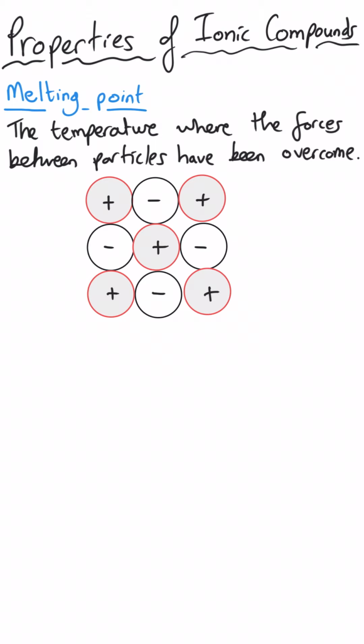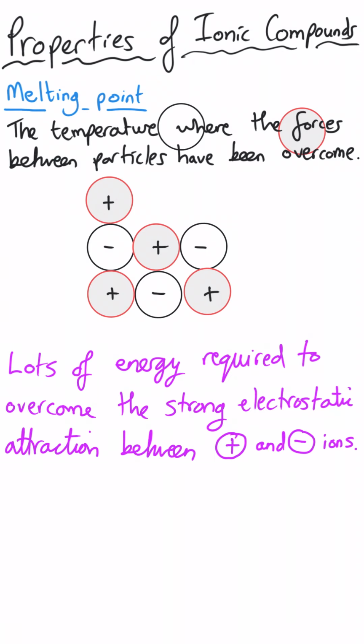And so each of them individually is a very strong attraction, and there are lots and lots of them. So what we have to do is we have to pull that positive ion away from the negative ion, and that takes a lot of energy. And then we have to pull the next ion away from its oppositely charged ions. And so again, each one of these requires a lot of energy to break, and there are lots and lots of them, a huge number of them, in a 3-dimensional lattice. And so the melting point of ionic compounds is very, very high.